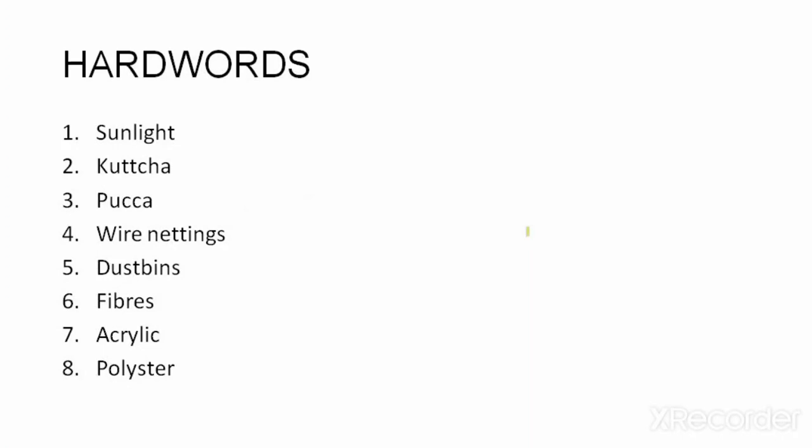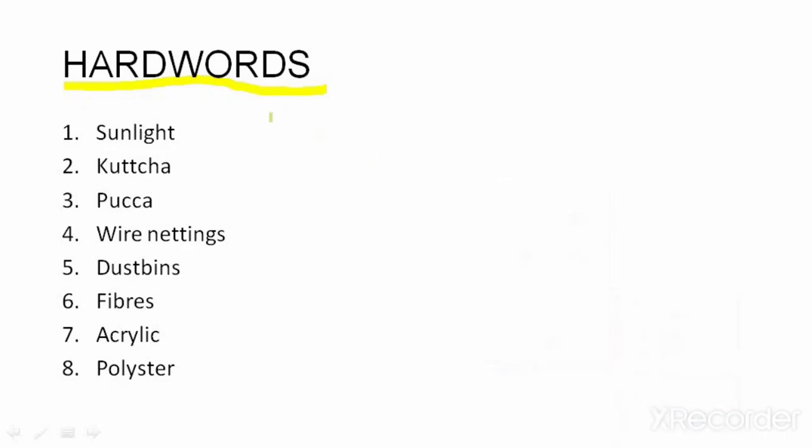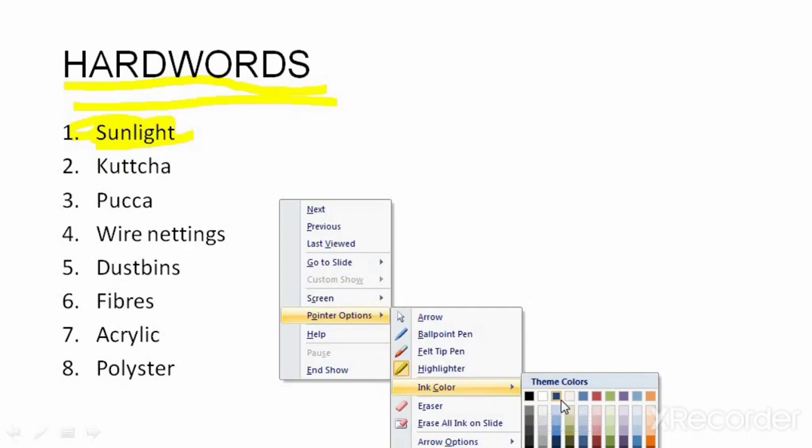So, the first topic that we are going to write is hard words. Give a heading: hard words. The first spelling is sunlight, S-U-N-L-I-G-H-T, sunlight.